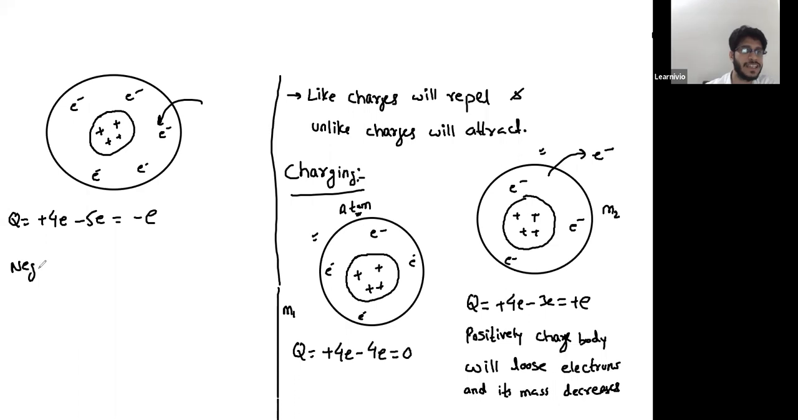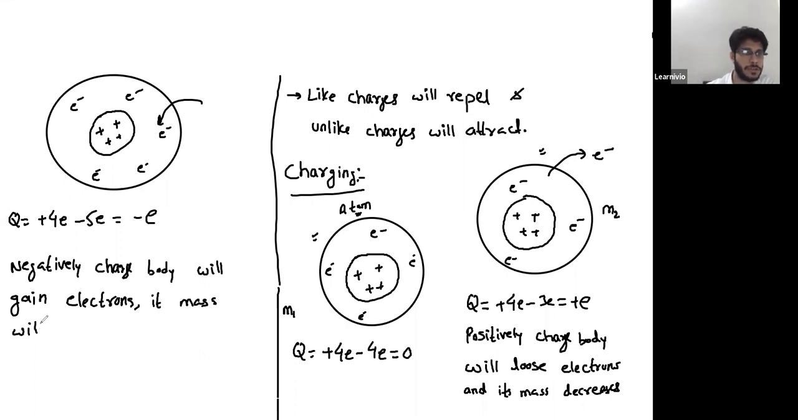So if you're saying a body is negatively charged, a negatively charged body will gain electrons. What will happen to its mass? It will increase. Yes, its mass will increase. Sure. Just note it down.